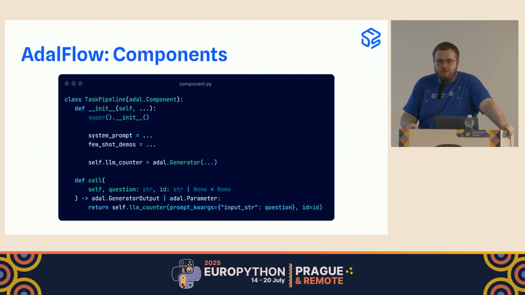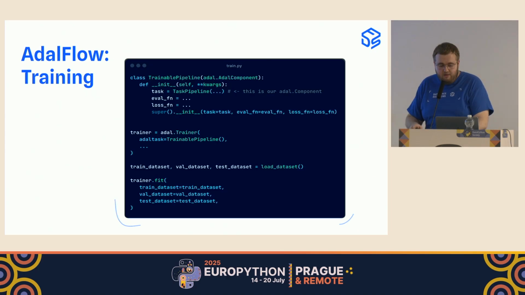The functionality related to a certain pipeline can be encapsulated in a component, which is an equivalent of a module. Now, in order to optimize our component, we first need to wrap it into another AdalComponent. AdalComponent is a special type of component which expects the component we want to optimize, evaluation function, and the loss function. And then we can finally pass this AdalComponent to the trainer and call fit on the trainer. This might look a little bit too verbose, but at the same time, it's really not that different from what we've seen in other frameworks.